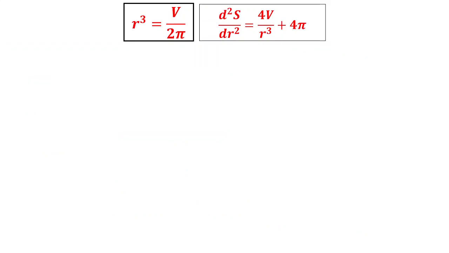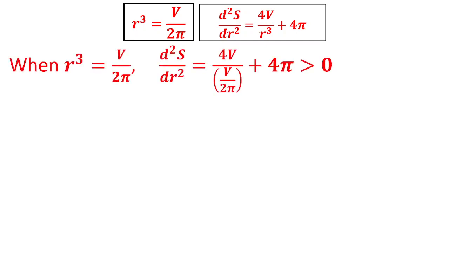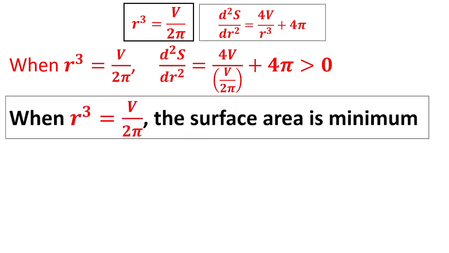Now I have to put this value in the second derivative and check whether it is greater than 0 or less than 0. No need to do any simplification. First term is positive, second term is positive. Therefore, total is greater than 0. The second derivative test is greater than 0. Therefore, when r cube is this, the surface area is minimum.